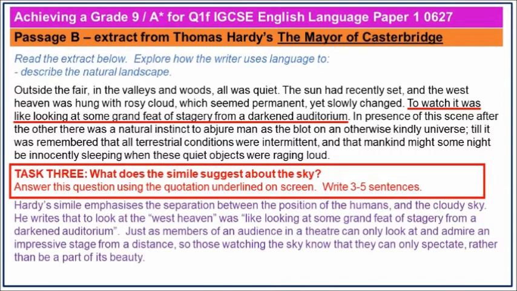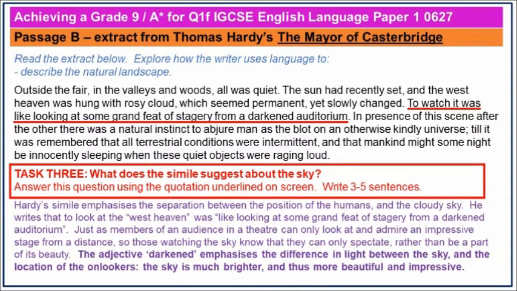My answer: Hardy's simile emphasises the separation between the position of the humans and the cloudy sky. He writes that to look at the west heaven was like looking at some grand feat of stagery from a darkened auditorium. Just as members of an audience in a theatre can only look up and admire an impressive stage from a distance, so those watching the sky know that they can only spectate rather than be a part of its beauty. But of course development is required.